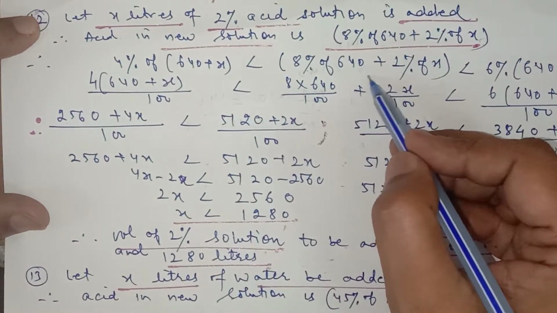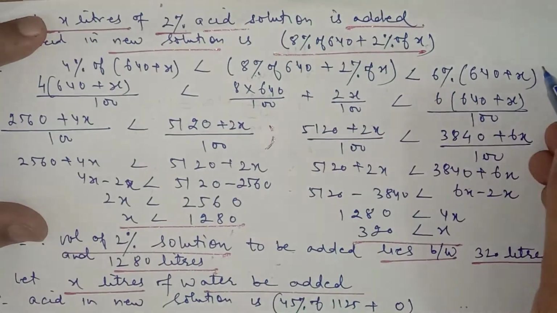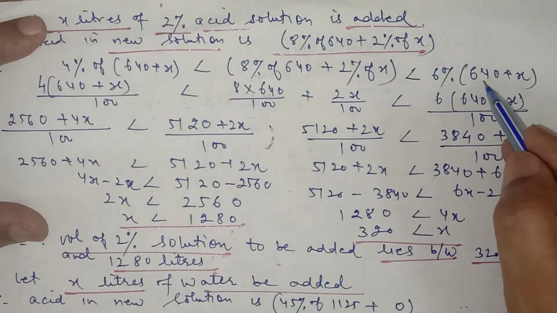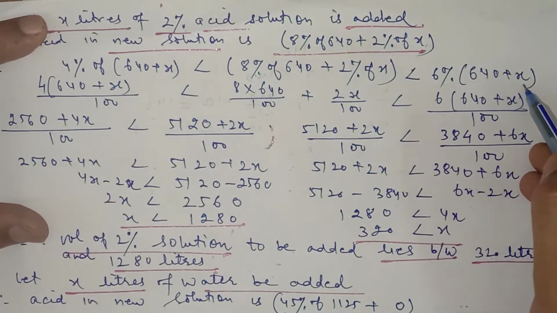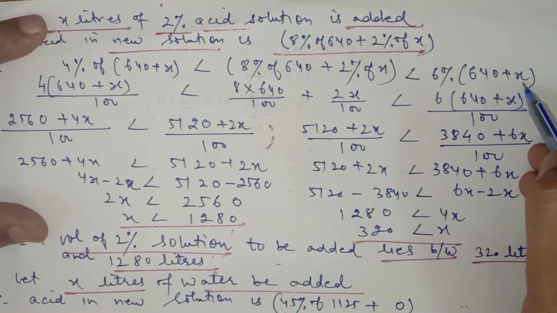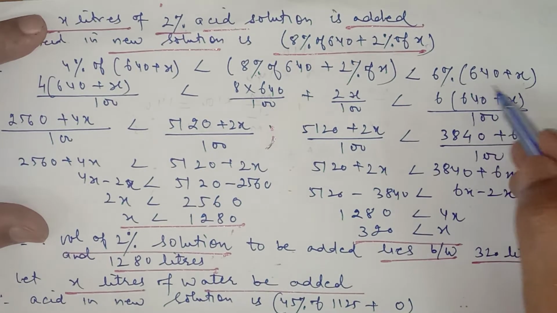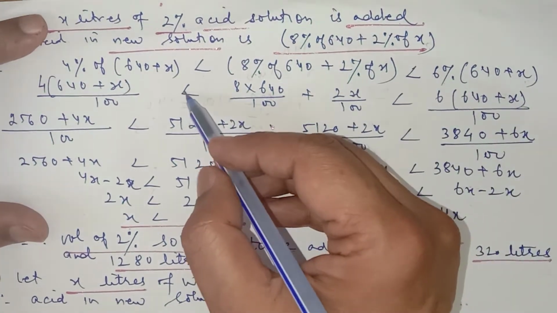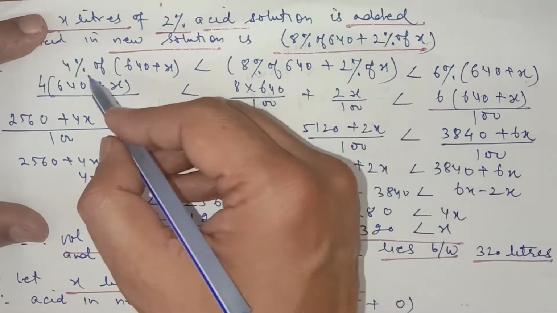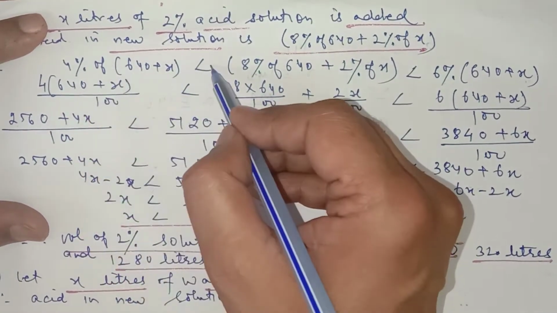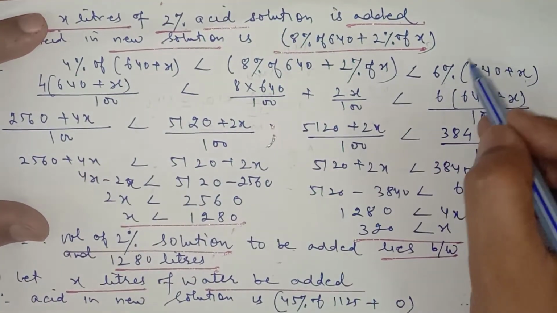And this acid should be less than 6% of the new solution, and the new solution is 640 plus X, because 640 liters is already there and we are adding X liters of acid solution. So the new solution will become 640 plus X, and the range of percentage of acid in the new solution is from greater than 4% and less than 6% of the new solution.